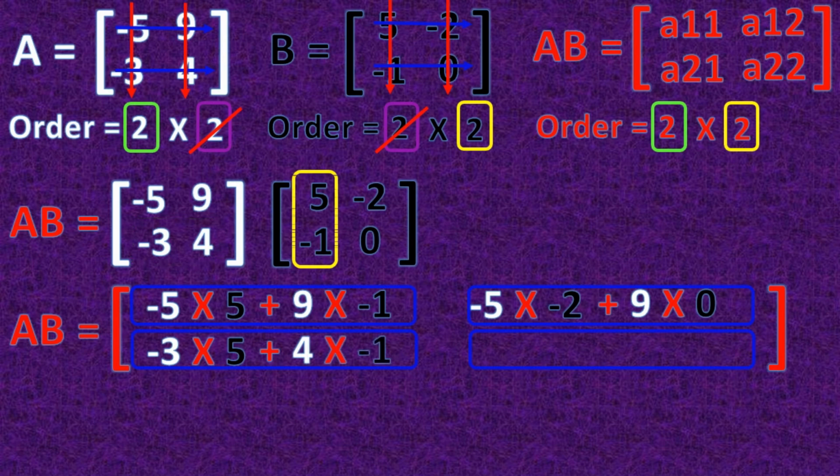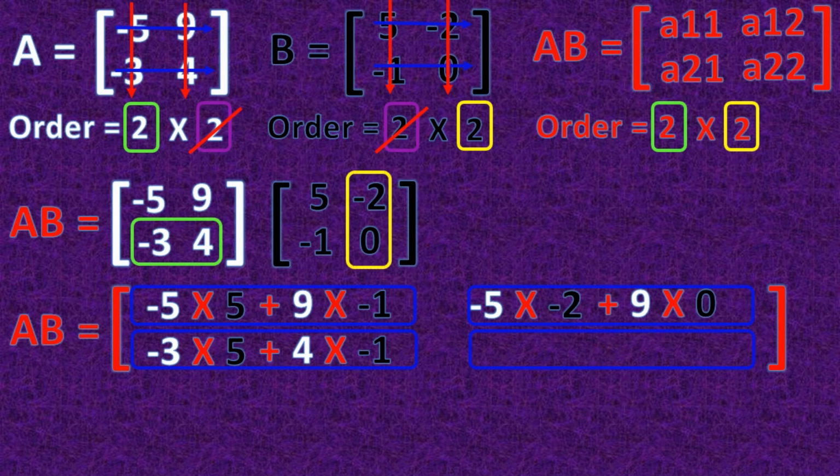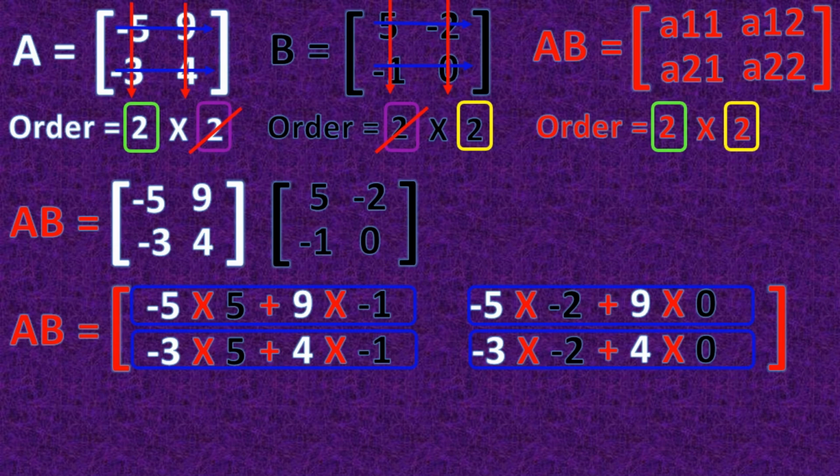Similarly, the last element will be of style A22. A22 indicates second row, second column. So second row and second column we hold. Now multiply first by first, minus 3 multiply by minus 2, plus second by second, 4 multiply by 0. Now solve these dark blue brackets and again write in the same order, 2 by 2. So we are arranging the dark blue brackets in the style 2 by 2.